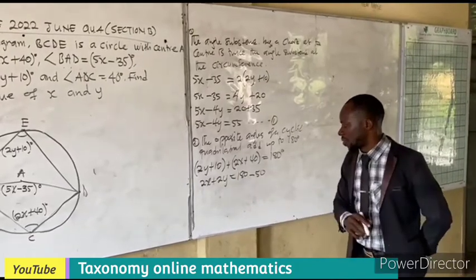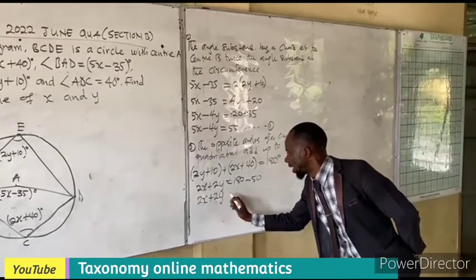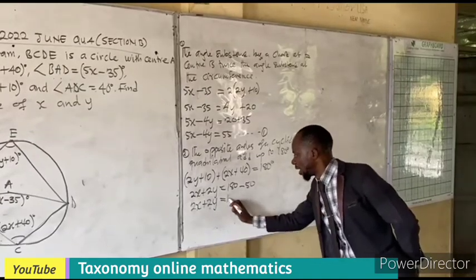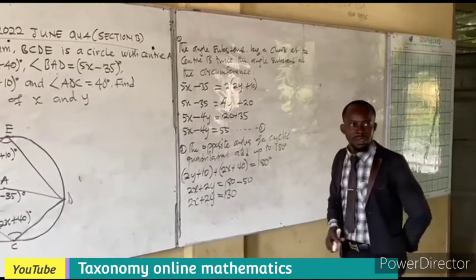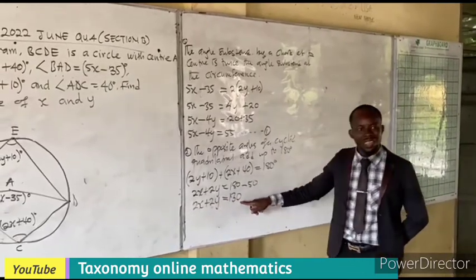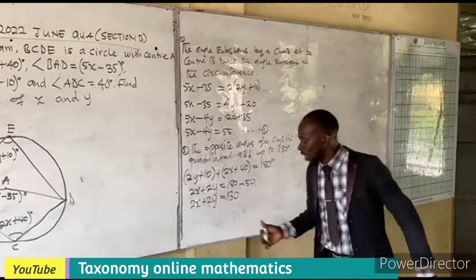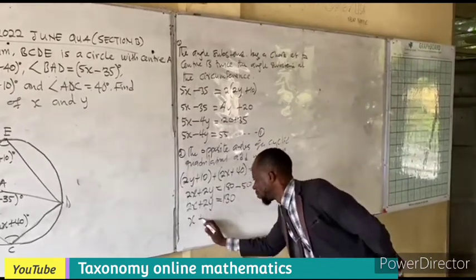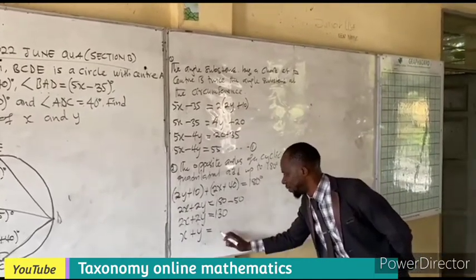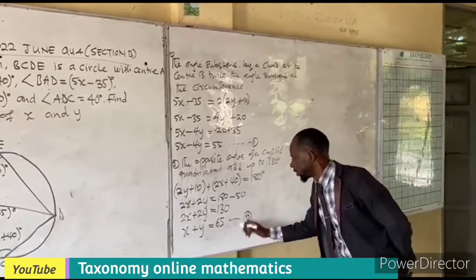Going to the other side, 180 minus 50. What happened from there? I have 2x plus 2y equals, if I subtract this, 130. But I can see that 2 and 130 have a common factor, so I'll divide through to have x plus y equals 65. So that becomes my equation 2.